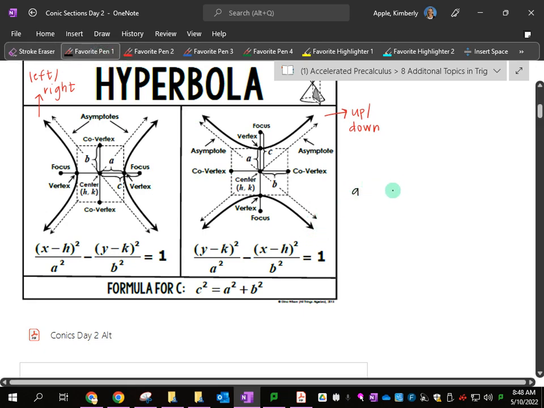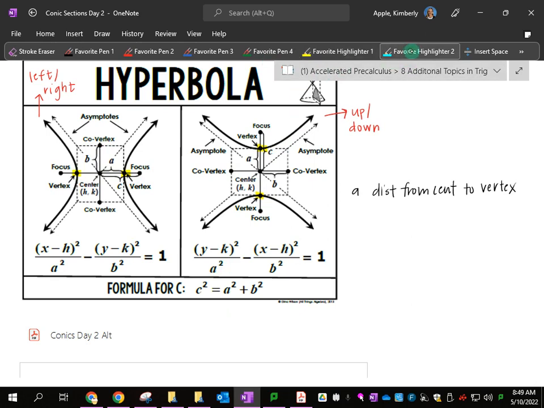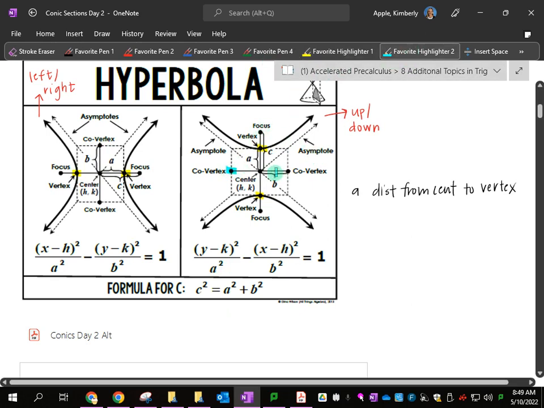A is still the distance from center to vertex. And let's look at where the vertices are. They are exactly where you'd expect them to be on like a parabola, right? They are at these extreme locations here and here. Then you also have the co-vertices that we saw in the ellipse, except they're kind of floating. They kind of float out here.